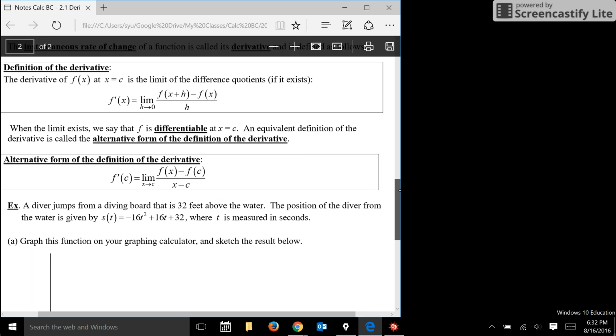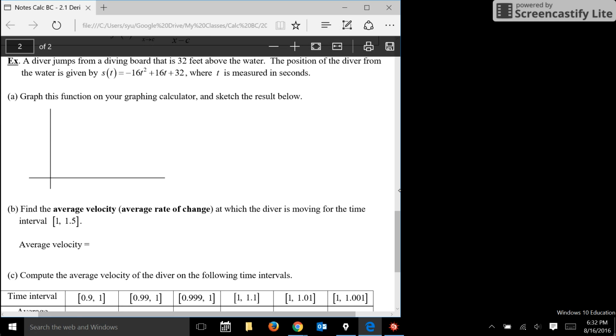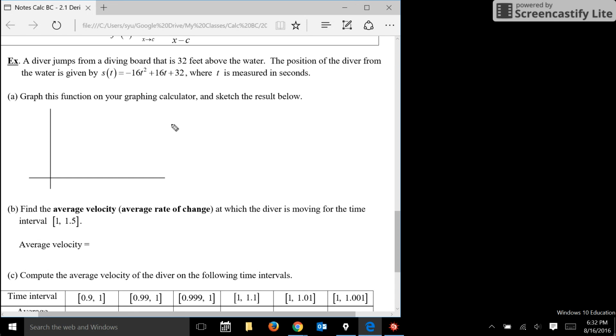But first, let's look at our first example. So we're given that a diver jumps into some water, and we have a function. This is a very common function, so get used to it. And first, we want to graph this. So I know that I start at 32 and I go in a downwards parabola because we're jumping in water. So this is time and this is feet above the water, distance, whatever you want to call it.